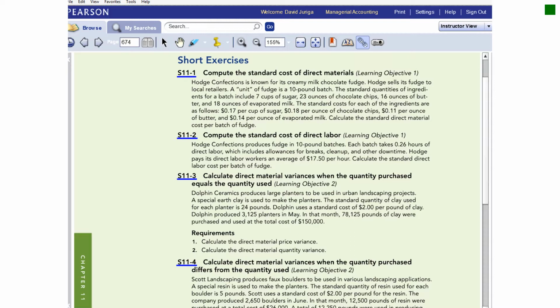It says that they sell their fudge to local retailers, and a unit of fudge, here's the key, is a 10-pound batch. So they sell everything in 10-pound batches. All the standard information is given right here. It says the standard quantities of ingredients for a batch include 7 cups of sugar, 23 ounces of chocolate chips, 16 ounces of butter, and 18 ounces of evaporated milk.